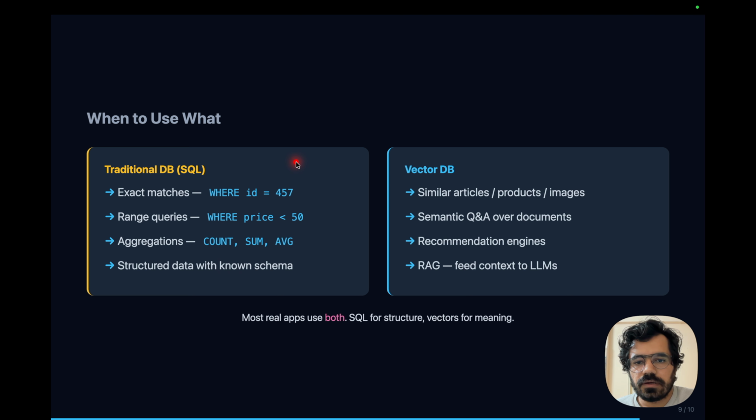If you're looking for range queries or aggregations or structured data with a well-known schema, we should use a SQL database. If we are looking for similar articles, products, images, or we are doing semantic question answering over documents, or building recommendation engines, or using the vector database for RAG and we want to feed this context of documents to the LLM, then the vector database is the choice. But in most real applications, we use both: SQL for structure and vector for meaning.